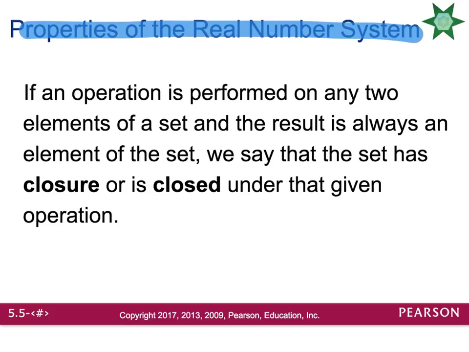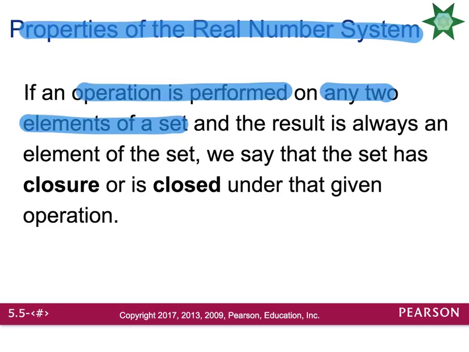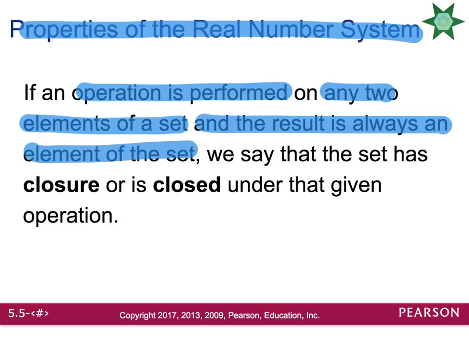If we take any two elements of the set, and an operation is performed, addition, subtraction, multiplication, or division, and the result is always part of that set, in other words, we always get a result that's an element of the set, we say that the set has closure or is closed under that operation.